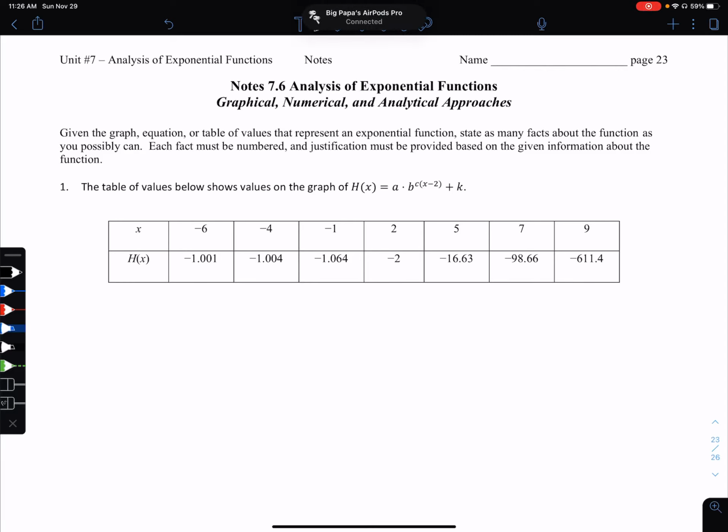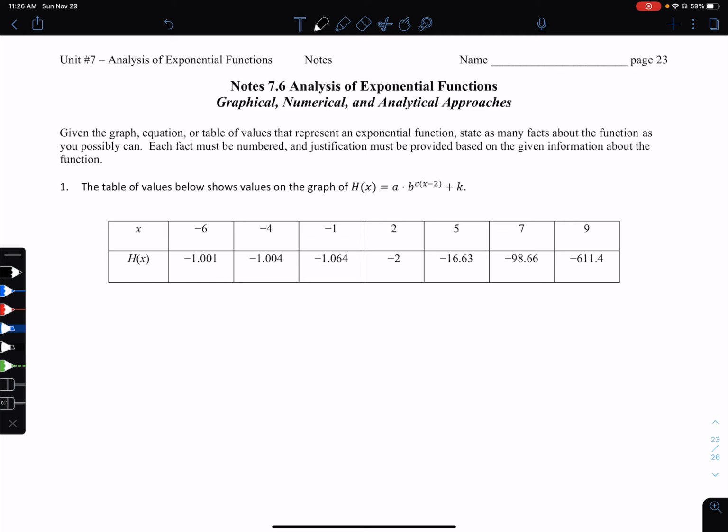Calculus. We're looking at note 7.6. This is basically a review. I don't think you're going to find anything new in this section since we're at the end of the chapter. We're looking at graphs, numerical, and analytical approaches.